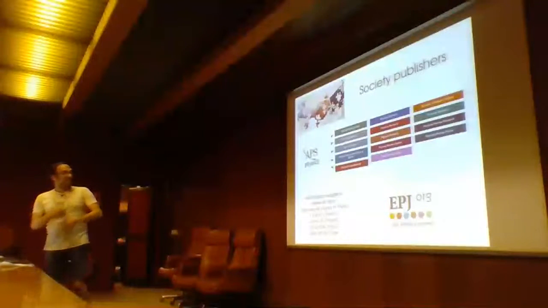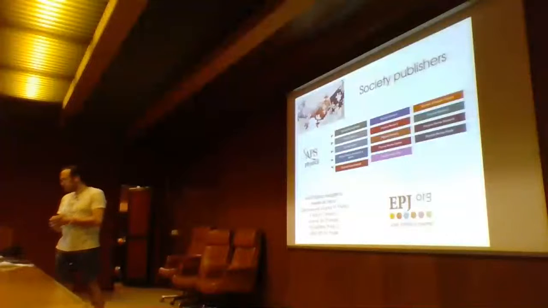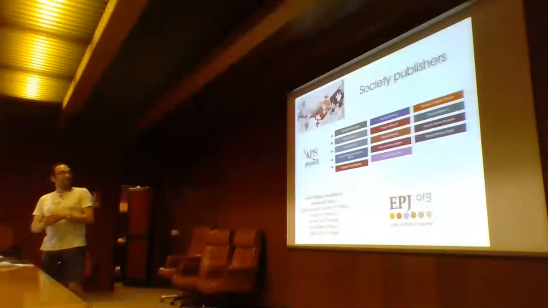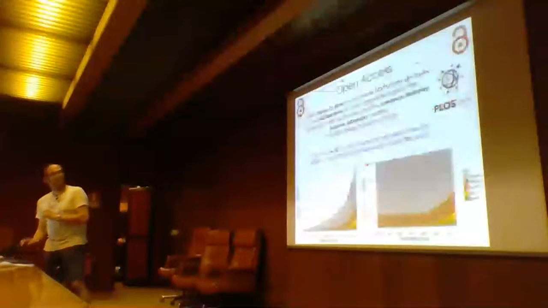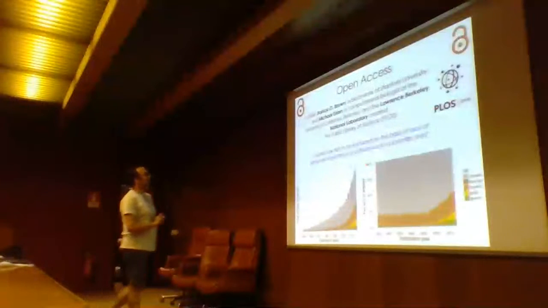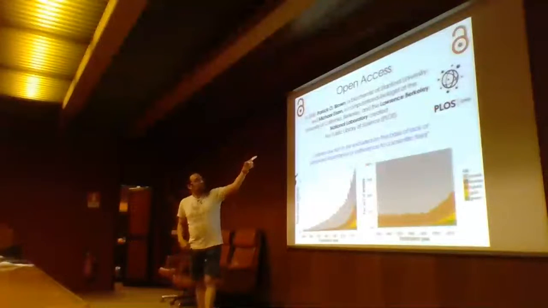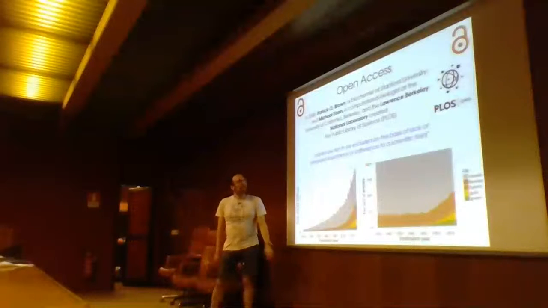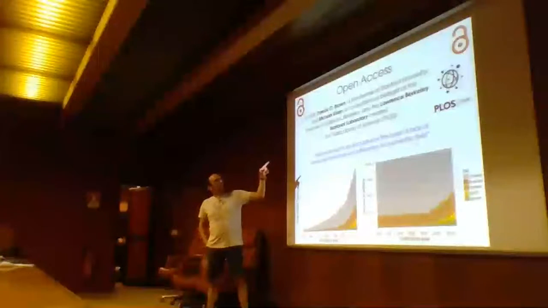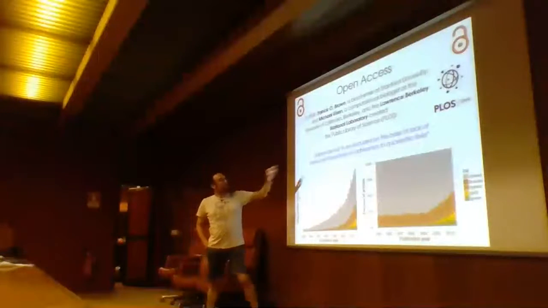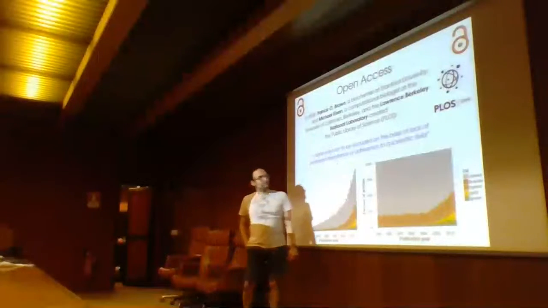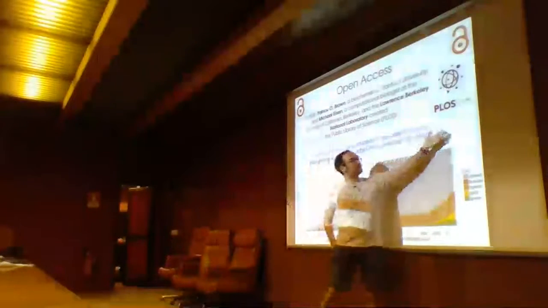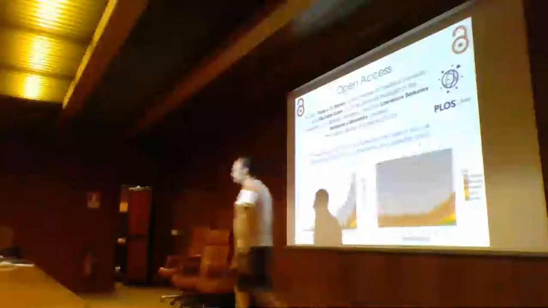And then the story continued to evolve, because in 2000 there was another revolution in this field: the creation of open access. In 2000, Patrick Brown, a biochemist, and Michael Eisen, a computational biologist, created the Public Library of Science, PLOS. Then they opened the first successful open access journal, PLOS One.